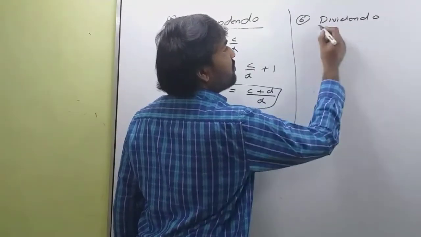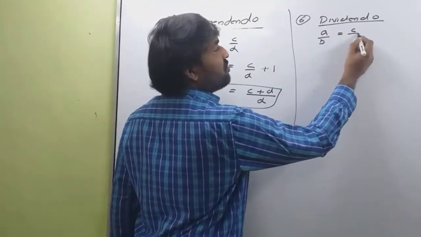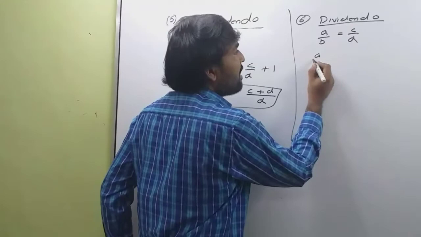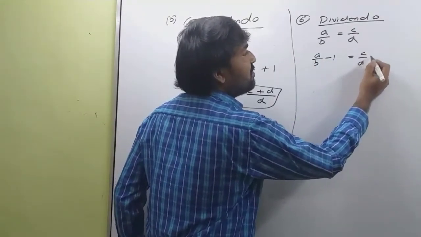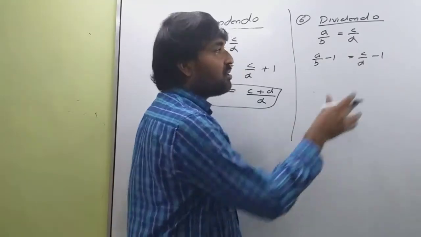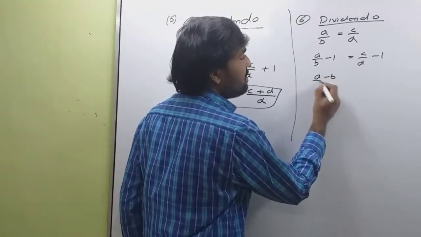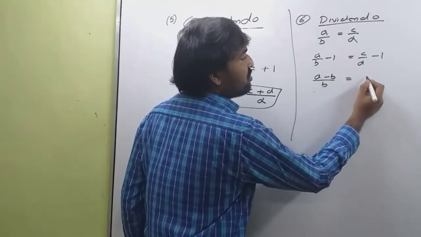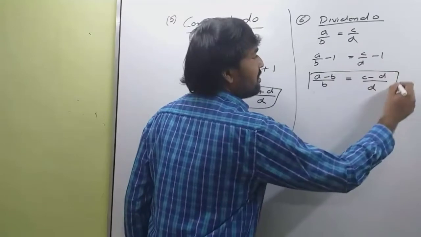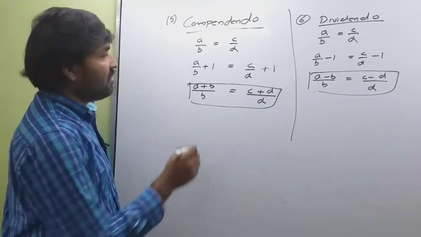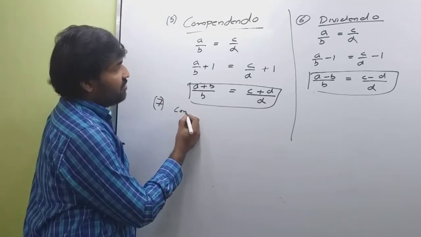Dividendo. If A by B is equal to C by D, we can write A by B minus 1 is equal to C by D minus 1. So the equation is balanced. Taking the LCM, A minus B by B is equal to C minus D by D. This is our dividendo. Now, componendo and dividendo.